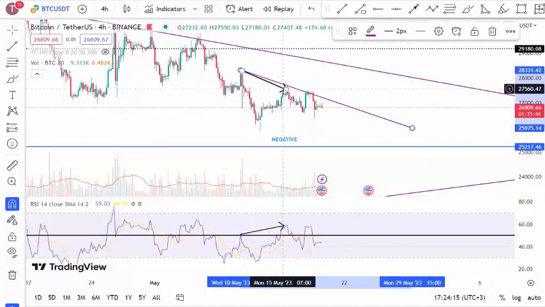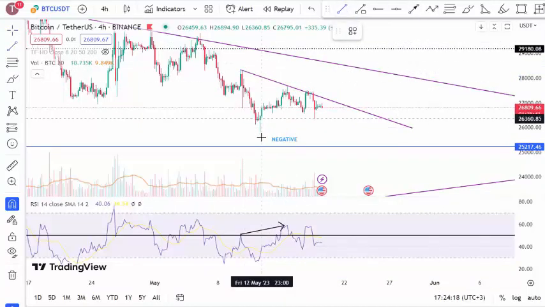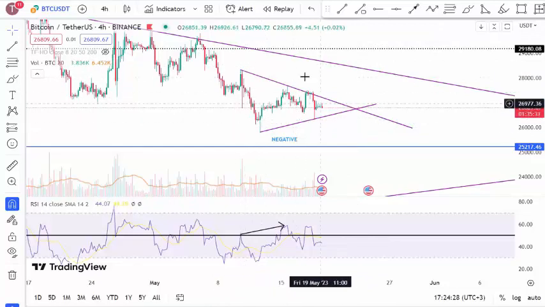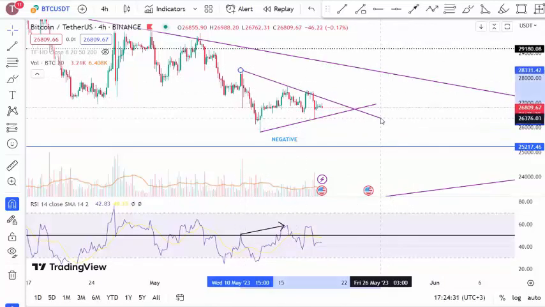Whichever direction it breaks, there is a high probability of seeing an upward movement towards that direction in the price movements. Therefore, it might be beneficial to monitor this triangle in the 4-hour time frame. Let's mention this as well.